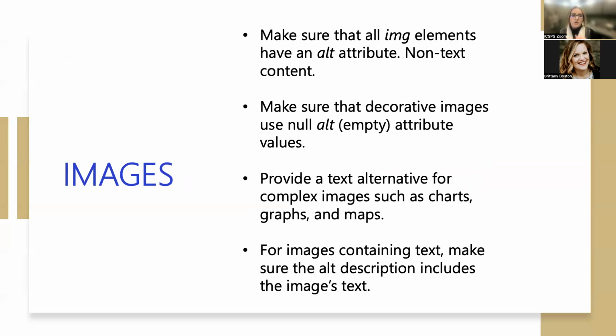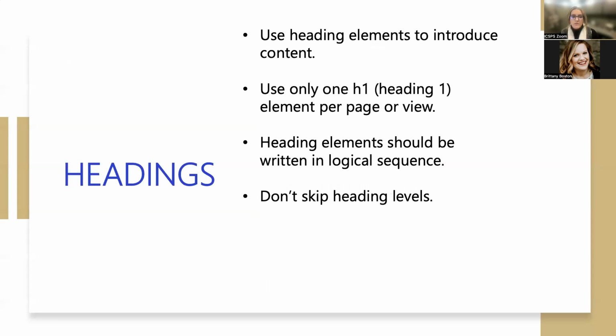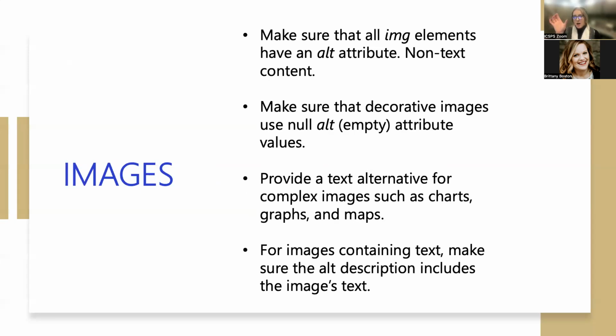So we want to make sure that we have empty alternative attribute values for those kinds of images or design elements. We want to provide a text alternative for any charts, graphs, or maps, like a map of how to get to your institution. For any images containing text, we want to make sure that the alt descriptions include the image's text. For example, if you have your institution's logo, the alt text for it would be something like Heartland Community College, right?